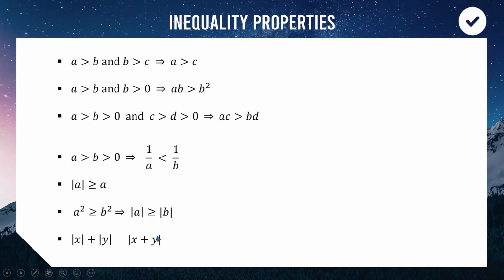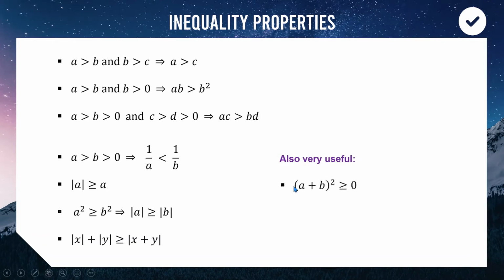This is called the triangle inequality. We have that the absolute value of X plus the absolute value of Y is always greater than or equal to the absolute value of X plus Y. And if you think about X plus Y in terms of vectors, it'll be hopefully obvious to see why this is always true.